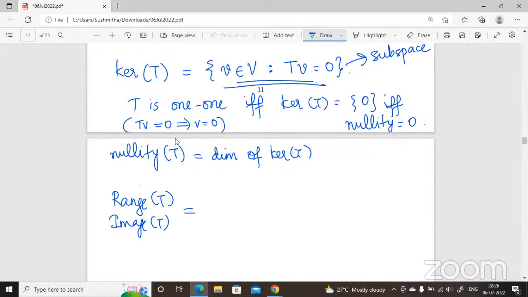So what is the range of a linear transformation? It is the set of all T(V), all images. W is equal to T(V), where V belongs to the domain V. So it's the set of all images. This is a subspace of what? Codomain. Because we have taken the image T(V) in the codomain.